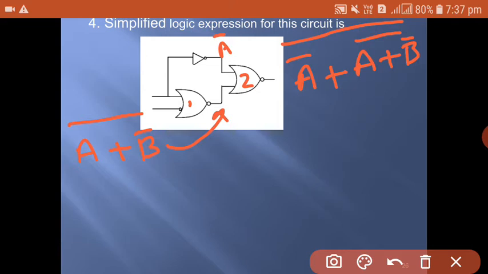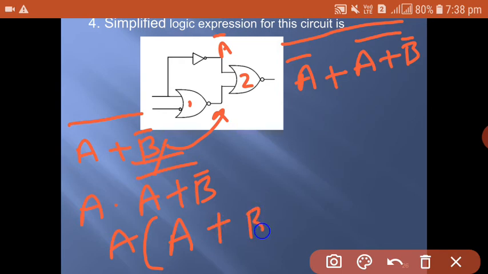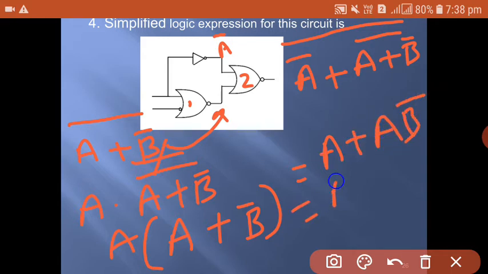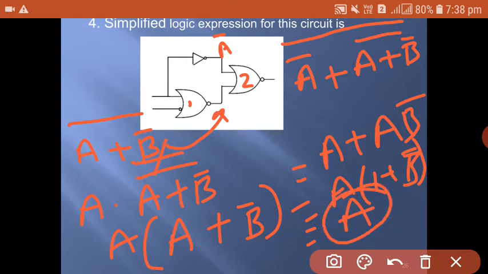Simplifying this, using (a plus b) whole bar equals a bar into b bar, (a bar into a plus b bar whole bar) whole bar gives a into (a plus b bar). The two bars cancel, so it is a into (a plus b bar), which is a plus a b bar, which is a into (1 plus b bar), which is nothing but a. So the total logical output of the given logic circuit will be equal to a only.